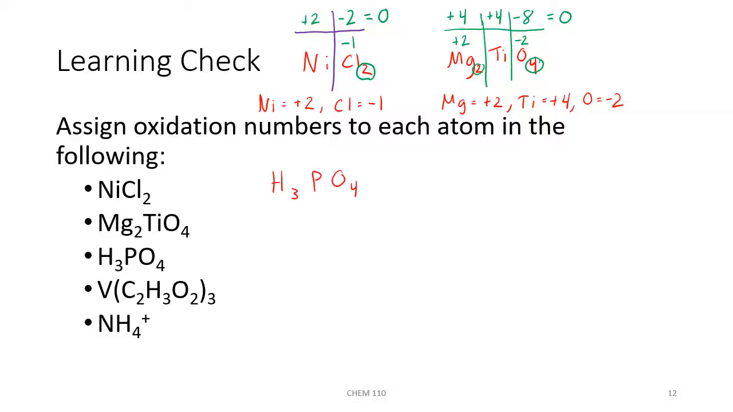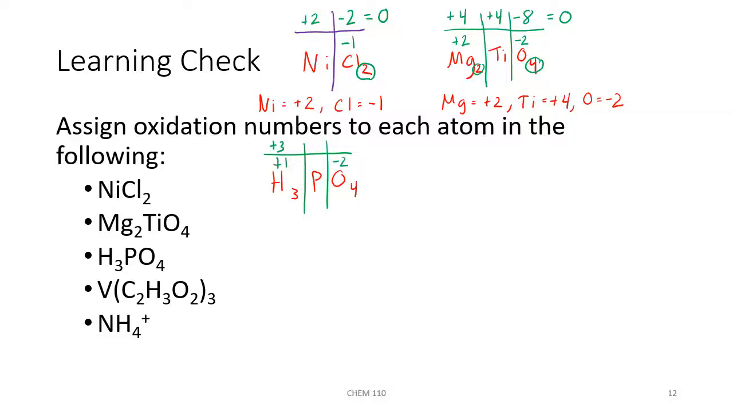H3PO4 is our next example. Break this guy up into its individual elements. We have rules for hydrogen and for oxygen, so we'll save the phosphorus for last. Hydrogen in a compound is +1. We have 3 of them in H3PO4, so the total of the hydrogens will be +3.